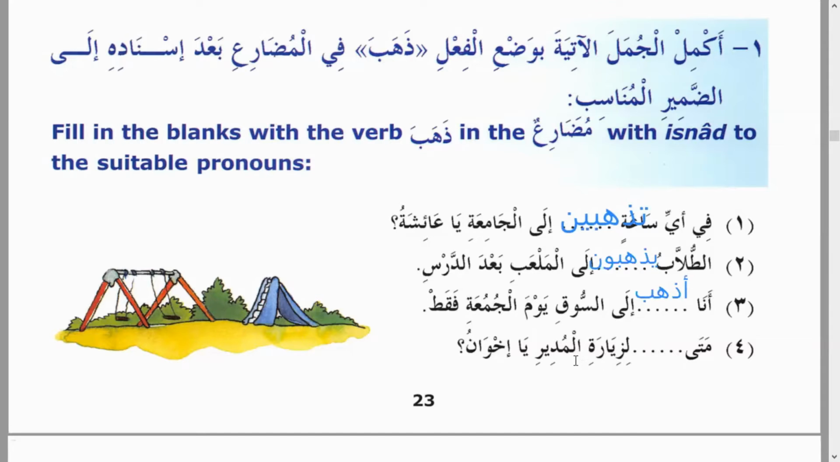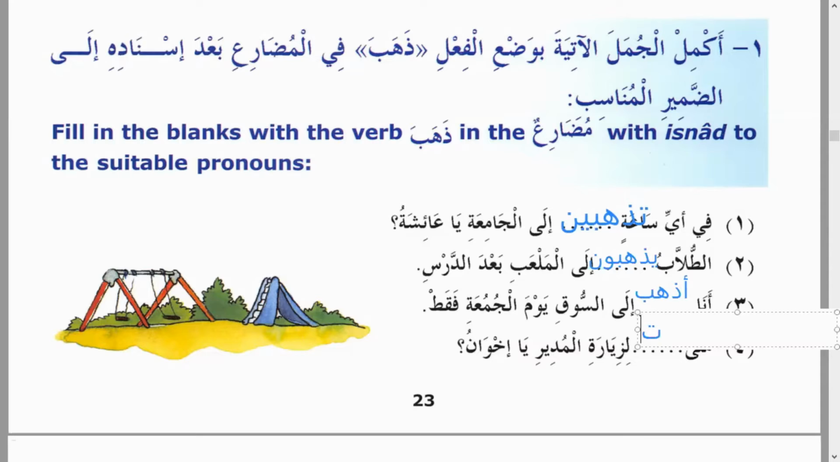متى dash لزيارة المدير يا إخوانو. Careful with this one. When are you going to visit the principal, oh brothers? نعم تذهبون. أحسنت. تذهبون. Why ta? Because we are speaking to someone, so we have to start with a ta. So are we speaking to one girl? No. So it cannot be ina. Are we speaking to one boy? One masculine person? No. Brothers, right?